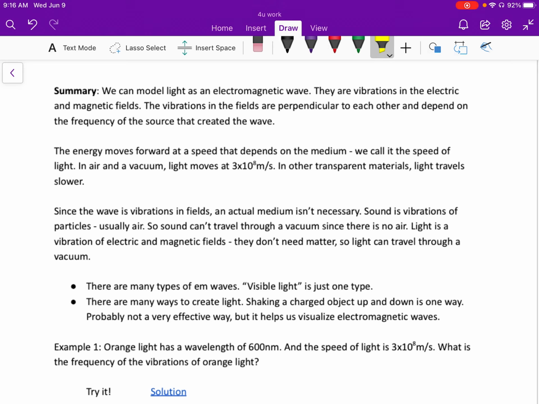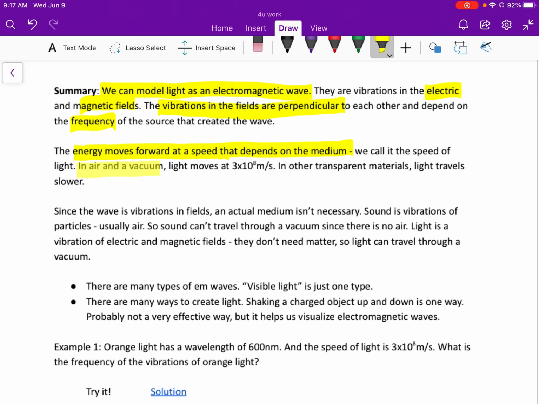So bottom line is, read through this slowly. We're going to model light as an electromagnetic wave. There are vibrations in both the electric and the magnetic fields. Those vibrations happen to be perpendicular to each other. How quickly they vibrate depends on the source of what creates that wave in the first place. Once we have that source shaking up and down at a particular frequency, that's going to cause energy to ripple forward. Just like we talked about in grade 11, the speed of a wave depends on the medium.